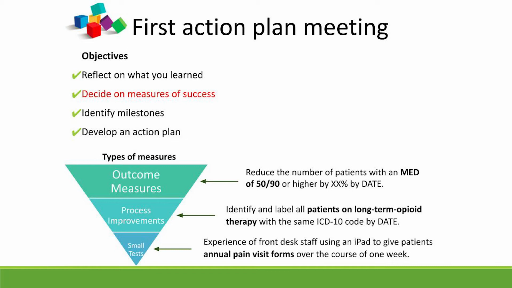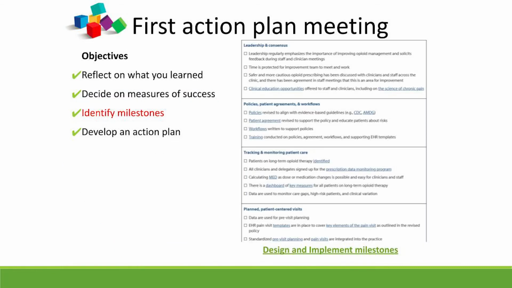So generally during the first action plan meeting, you introduce these types of measures and then ask the opioid improvement team what's feasible, and also what would be motivating, what would keep people involved, and what would they care about that they would want to hear as a measure of success, and help them identify something to start out with.